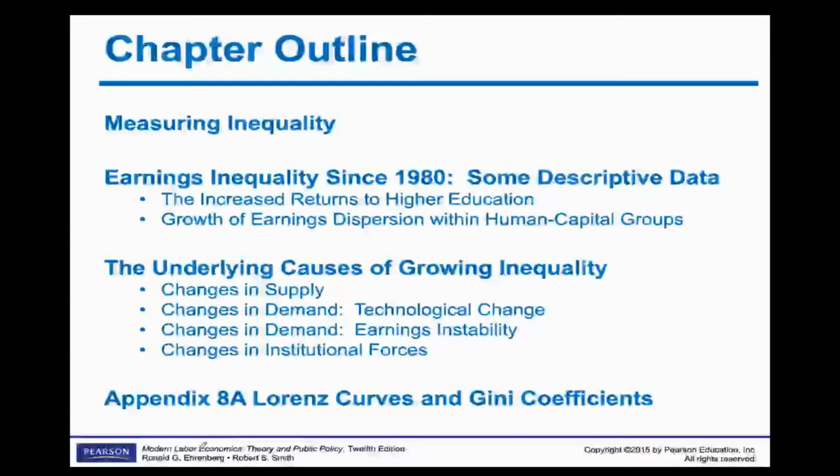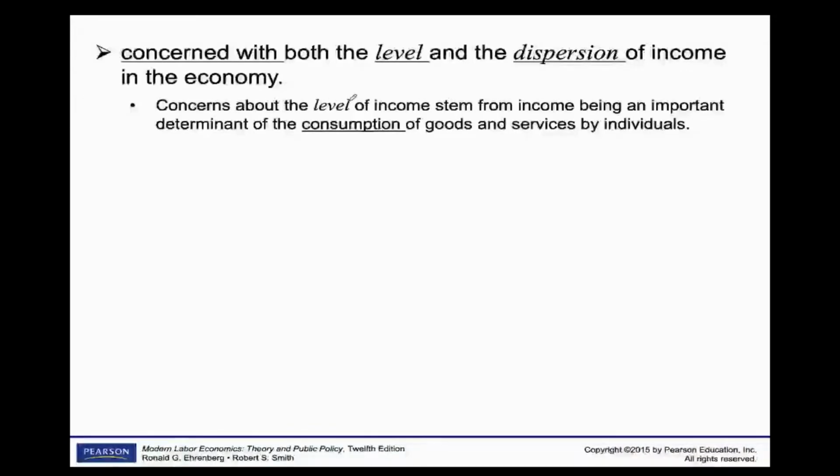Focus of today's discussion is on understanding the various measures of income inequalities. When we measure income inequality, this involves two primary concerns, namely, we are concerned about the level of income in the economy and the dispersion of income in the economy. Why are we concerned about the level of income? Because the level of income determines the level of consumption of goods and services of people in the economy. This is important for us to know the level of purchasing power in the economy.